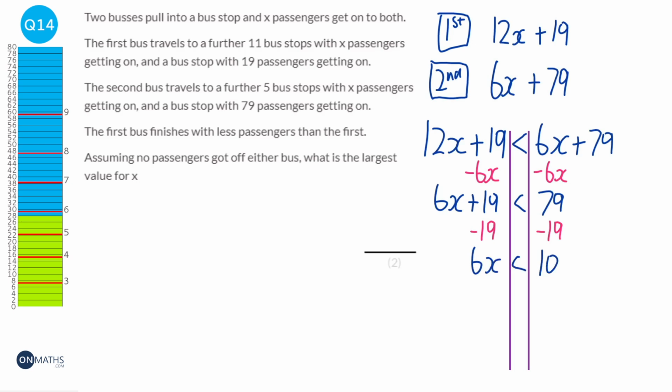And so, meant to be 60. Got ahead of myself. And the last thing we do is divide by 6 both sides. And so we've got X is less than 10.